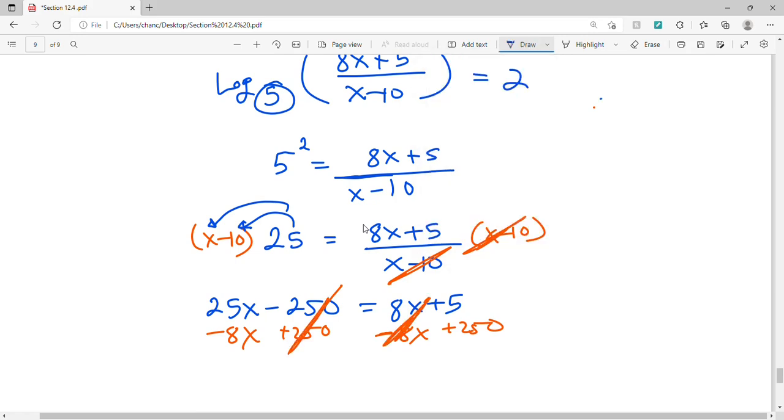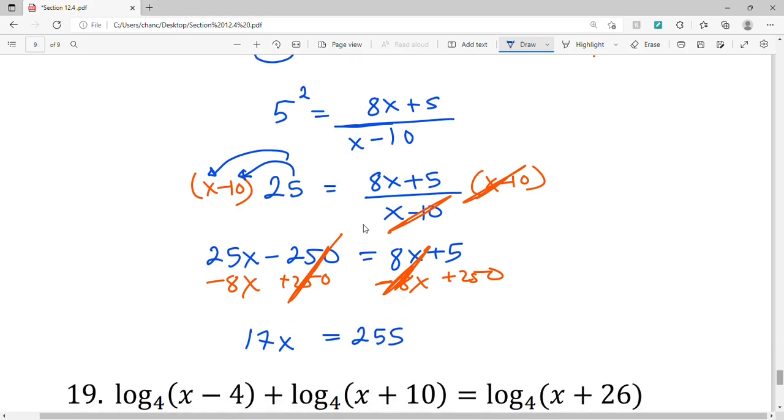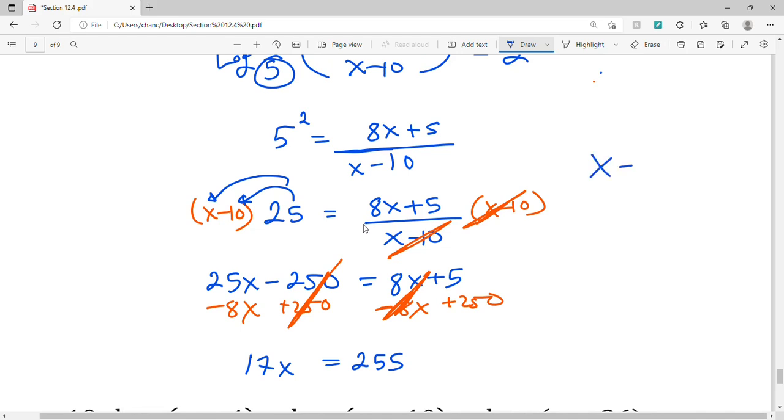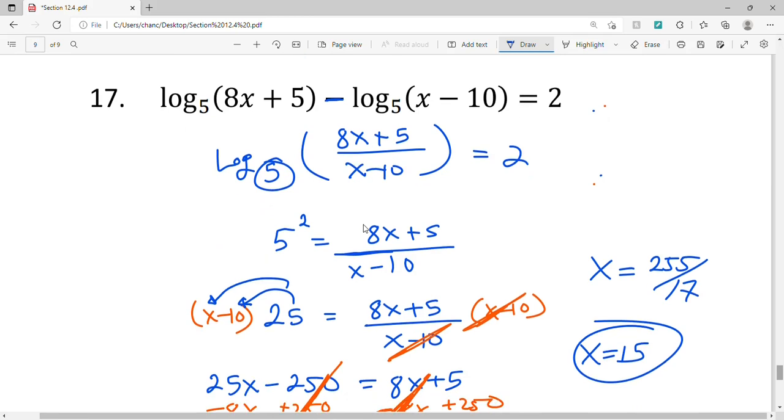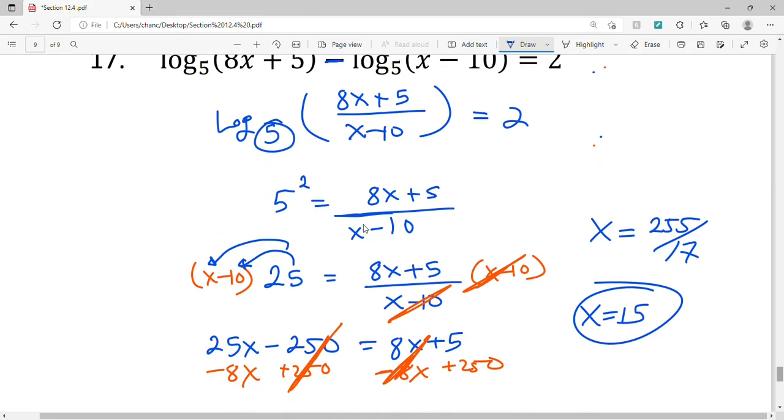25x minus 8x, that gives me a 17x. And on the right here we have 255. Dividing both sides by 17, I have x equals 255 over 17. And that means x is equal to 15. Now this is not a good answer until you check your work. But if you do check it, it does work out. This is a good solution.